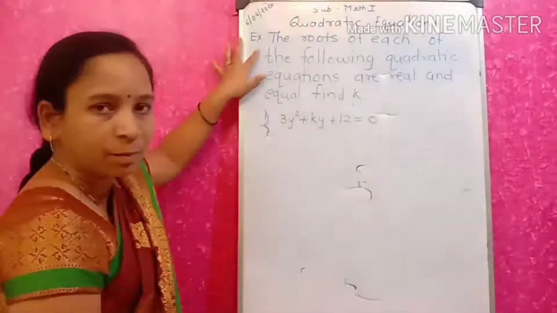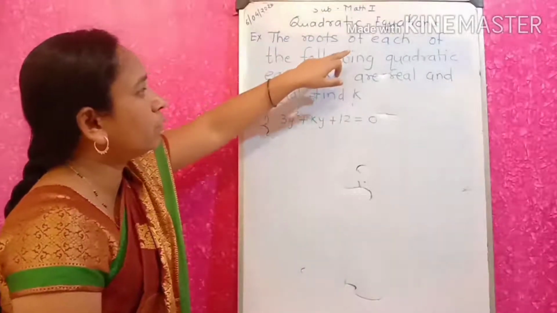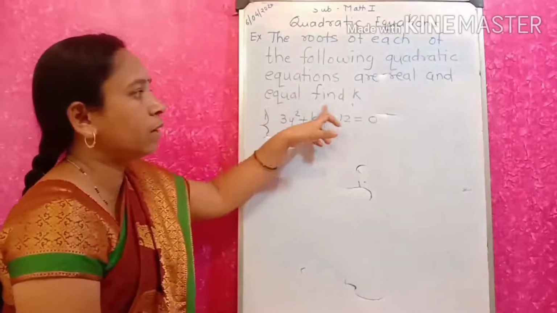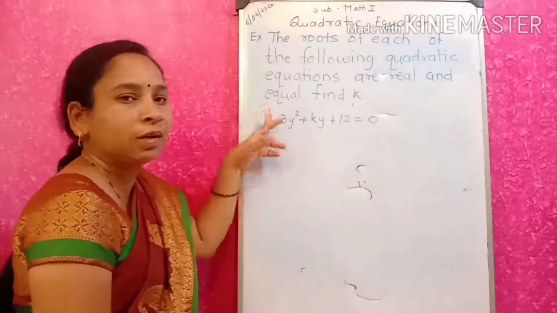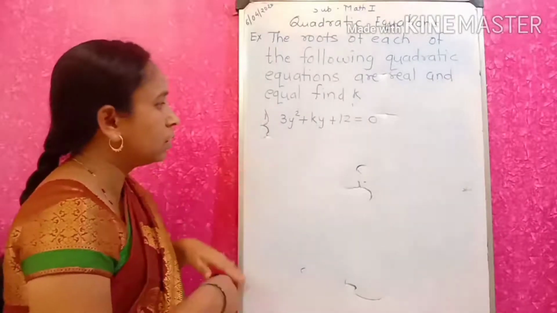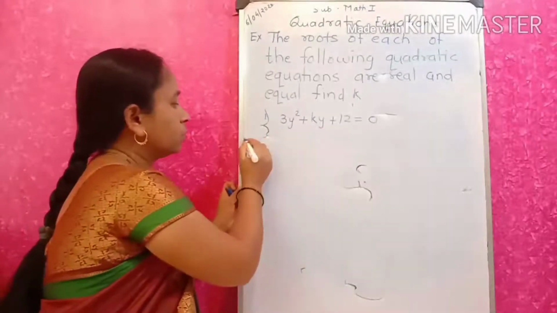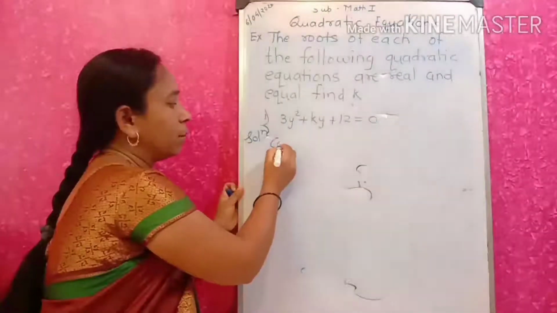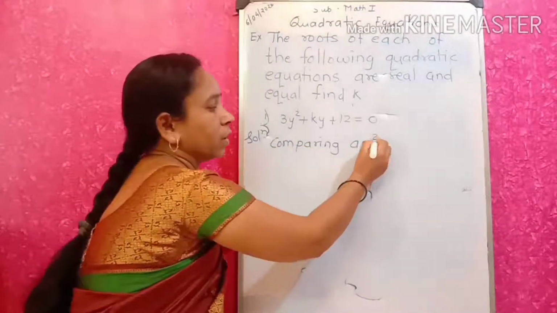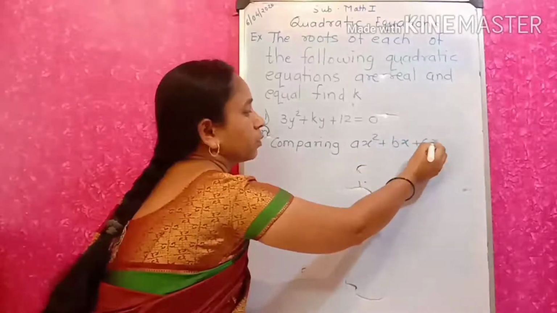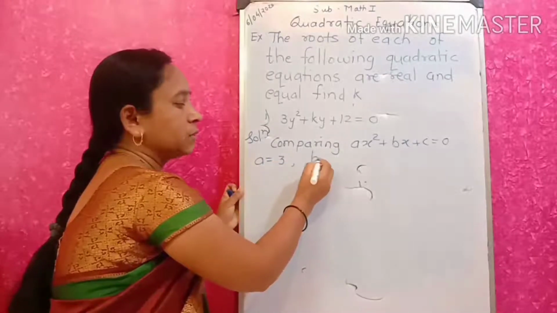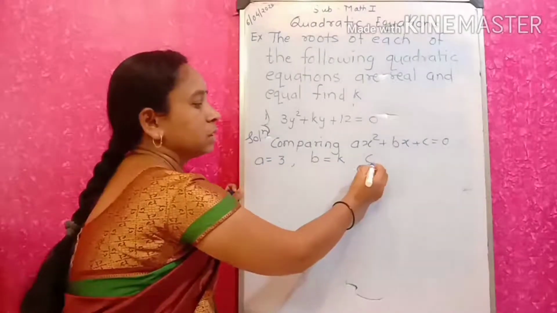Next type of example: the roots of each of the following quadratic equations are real and equal. Find k. The roots being real and equal means their discriminant should be 0. We have studied the condition. So the process of solving this equation is comparing with ax square plus bx plus c is equal to 0. We get a's value is 3, b's value is k, c's value is 12.